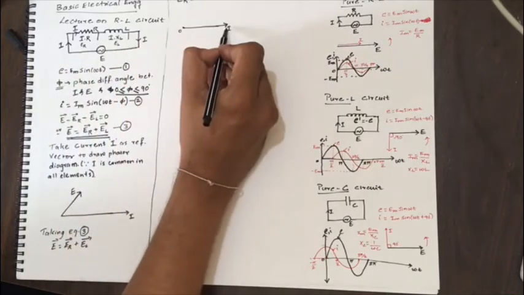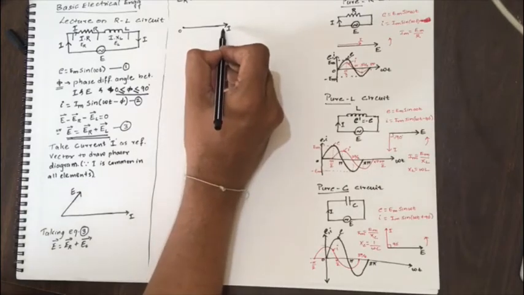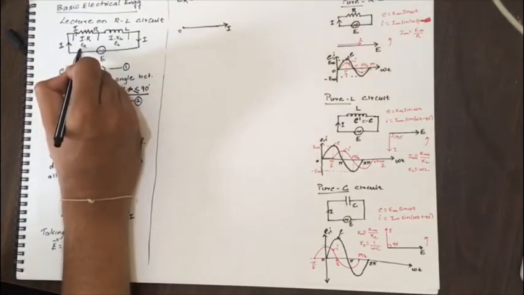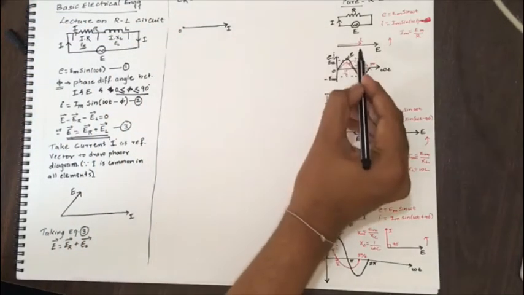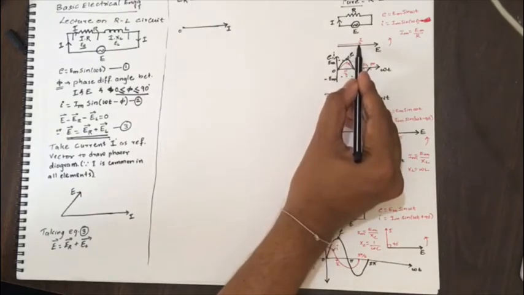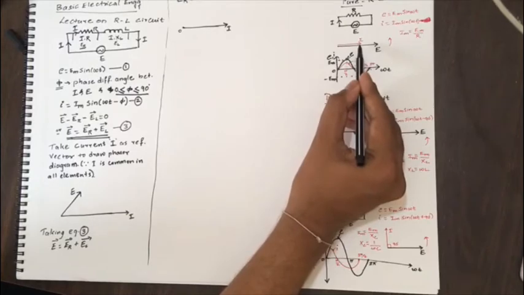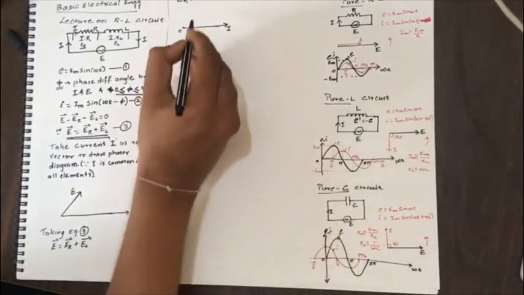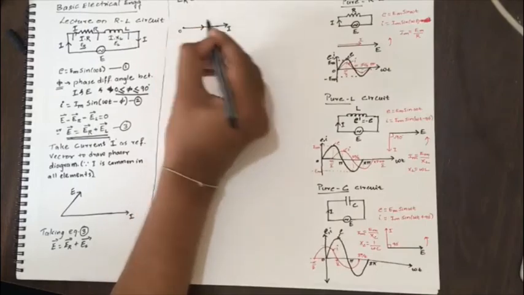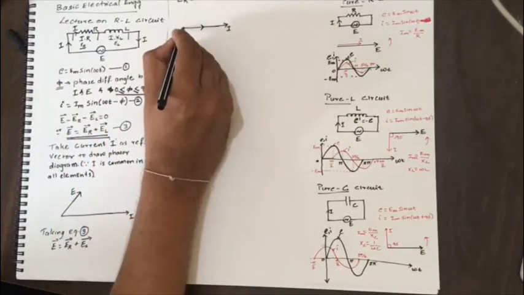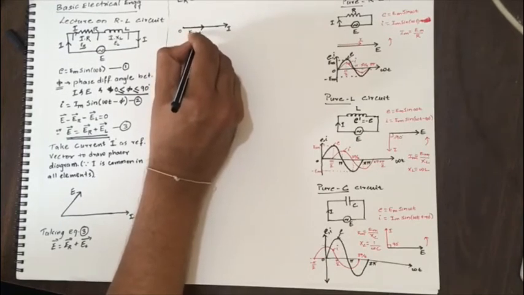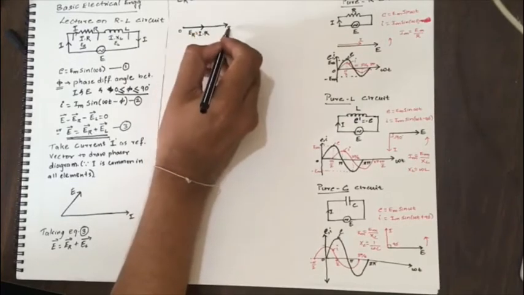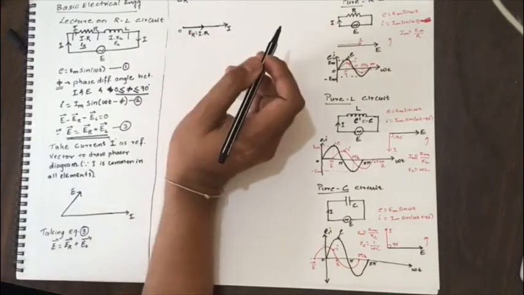Already I have the current vector which is lying on the reference axis. Now I should place the vector ER in phase with the current I. Like I told already, the current I and ER will be lying on each other, they will be overlapping. So here I will show vector ER, which is equal to I into R, lying on I, because ER and I are in phase.